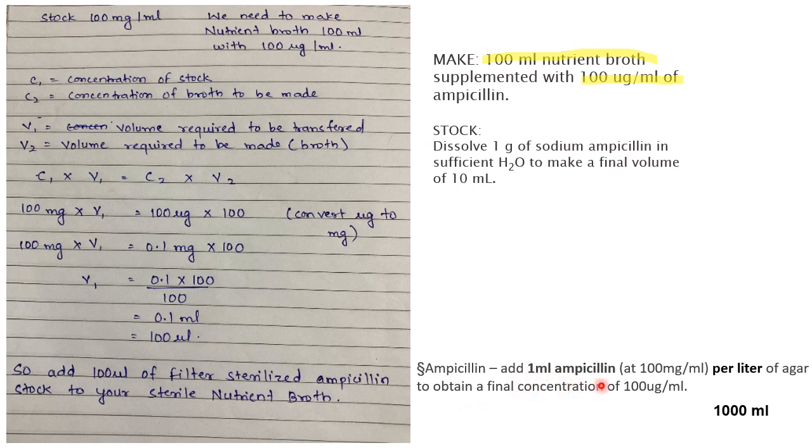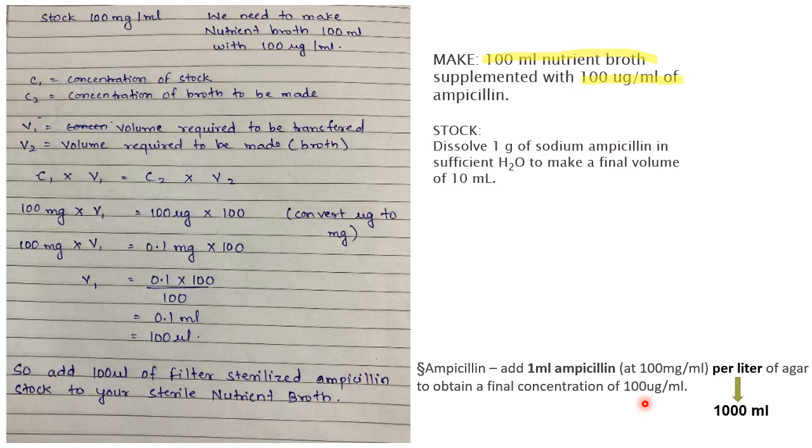But now if you have to make nutrient broth with the same concentration for 1000 ml, that is per liter of nutrient broth or nutrient agar, then what will you do? By doing the same calculations, you will get the answer: add 1 ml of ampicillin, which has the concentration of 100 mg per ml. You will directly add that to 1 liter of your agar to obtain the concentration of 100 micrograms per ml. Okay, so per liter is 1000 ml.